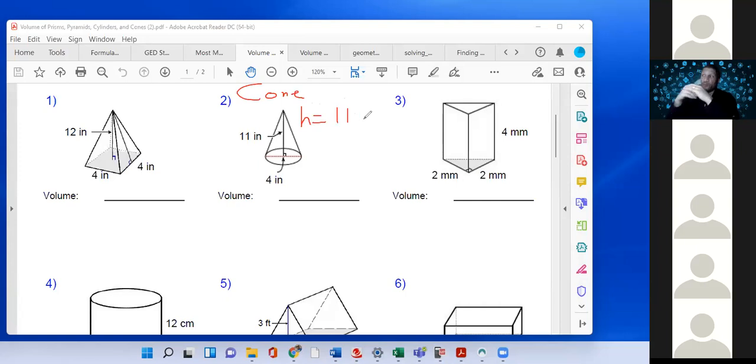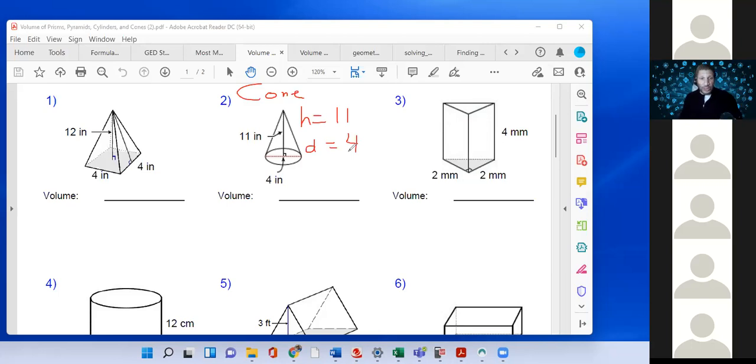And the radius. Now, did they give us the radius? No, they gave us the diameter. How did you know that they gave us the diameter? Because there is a line cut across the circle. It goes from one side through the center to the other side. That is the definition of your diameter. The radius is just from the center of the circle to any edge. You have to know the difference between radius and diameter.